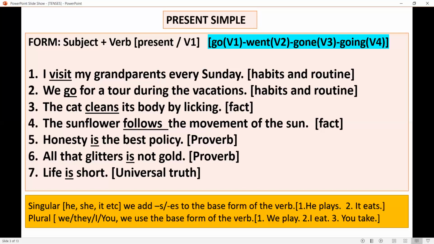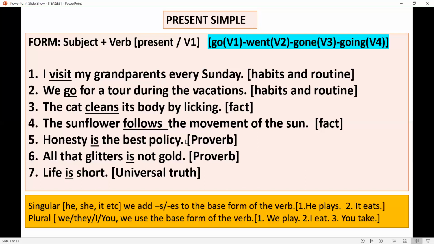Next, when we refer to facts: the cat cleans his body by licking. The cat is singular, that is why we have added s to clean. Then the next one: the sunflower follows the movement of the sun. Sunflower is singular, and so we have added s to follow. Haven't you heard the song? Like a sunflower that follows every movement of the sun. Okay, so it is a fact.